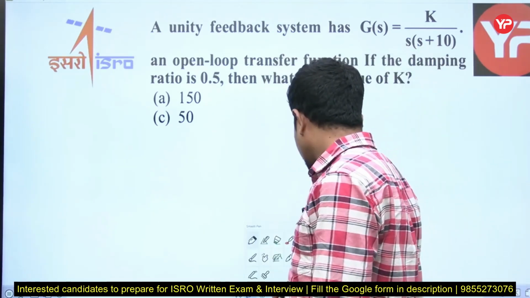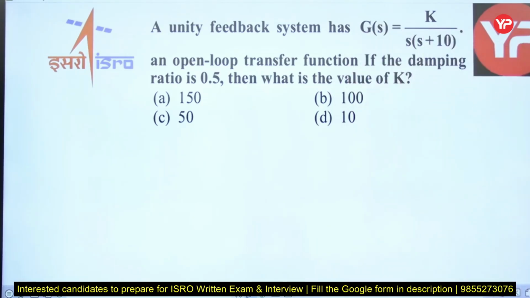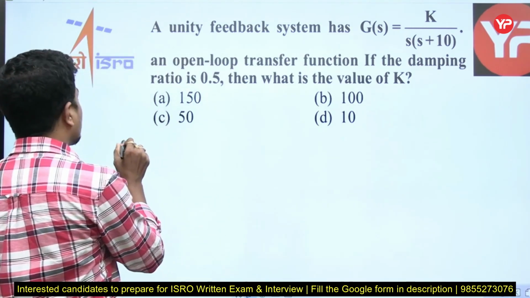The very first question is related to error. A unity feedback system has an open loop transfer function G of S is equal to K by S into S plus 10. If the damping ratio is 0.5, then what is the value of K? It is not related to steady state error, it is related to damping ratio.